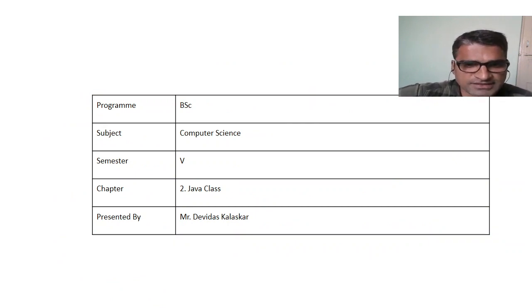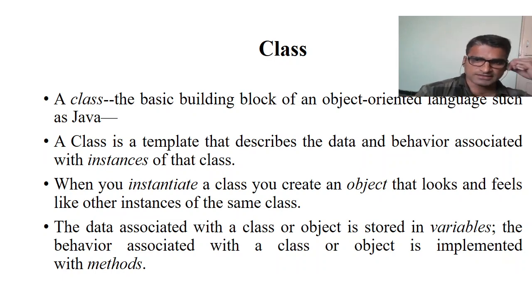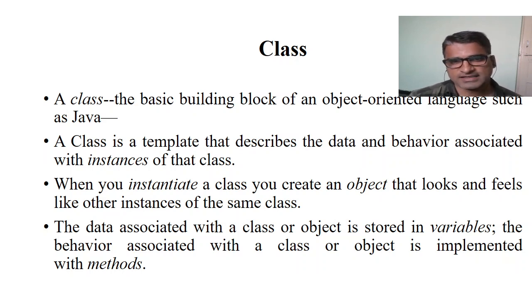I'm going to start the next video tutorial on the second unit of the Java programming language. Let me start with the first concept. The first concept is a class. As we all know, a class is a user defined data type in Java, and it is a very important basic element of an object oriented programming language, C++ as well as Java.